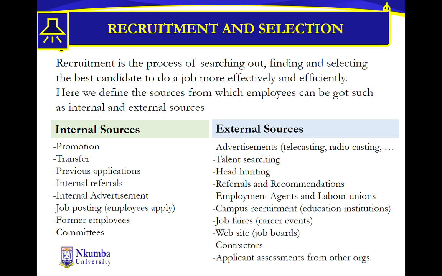And also assessing the applicants of other organizations. If you've heard of an organization advertising to have applicants, you can instead go to that organization and ask for the data of applicants who were previously obtained, and then you can contact those applicants, and especially those who were not successful.